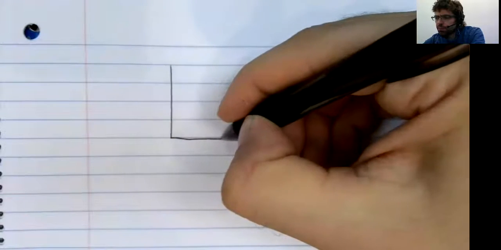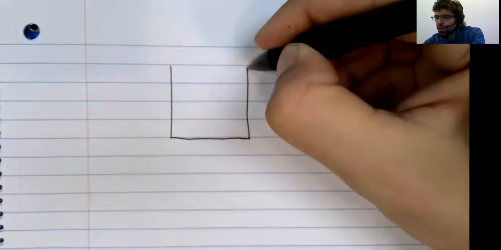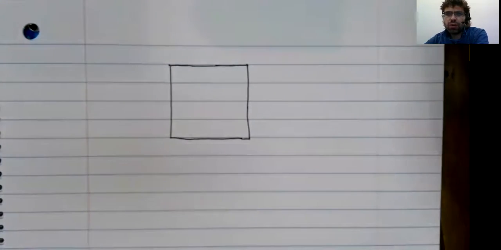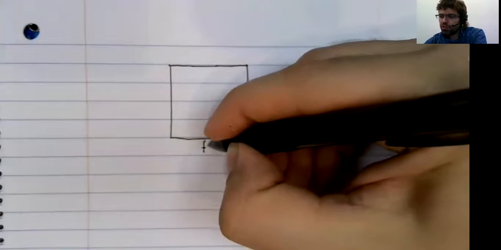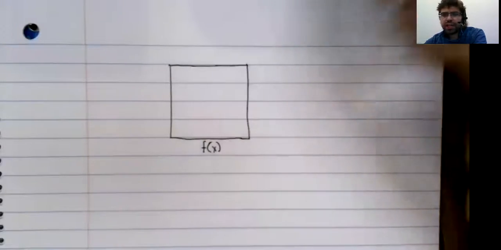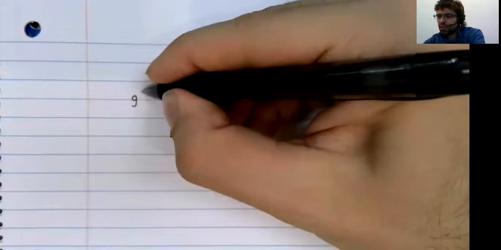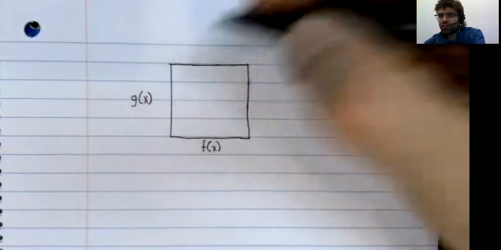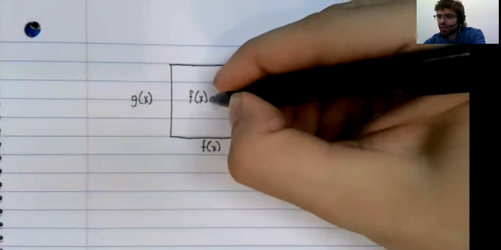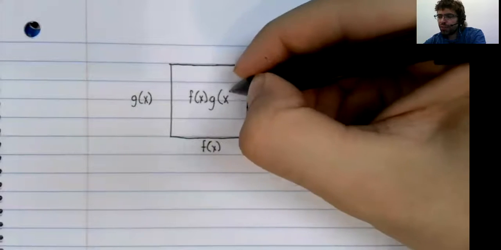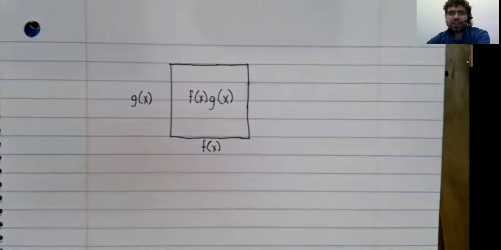Remember that the derivative is a rate of change. So let's suppose we have a function f of x, and we have a function g of x, and the area of this rectangle is f of x times g of x.